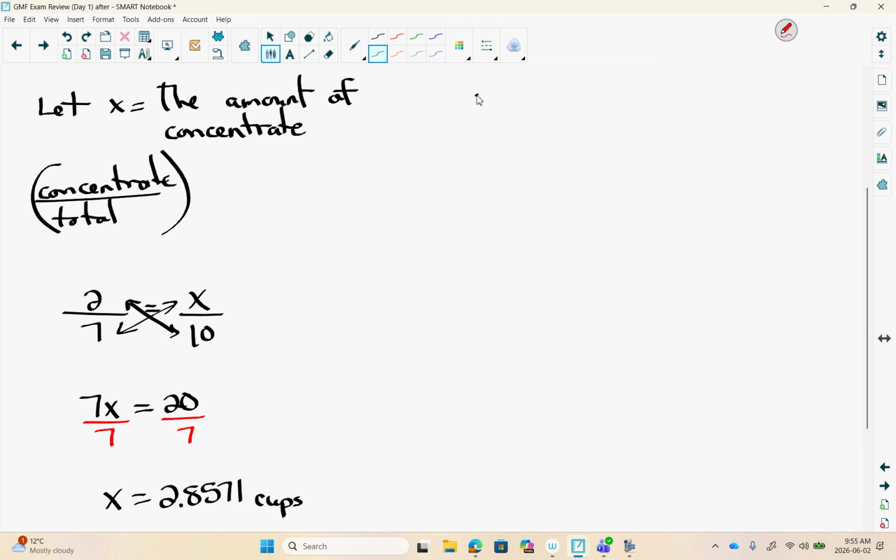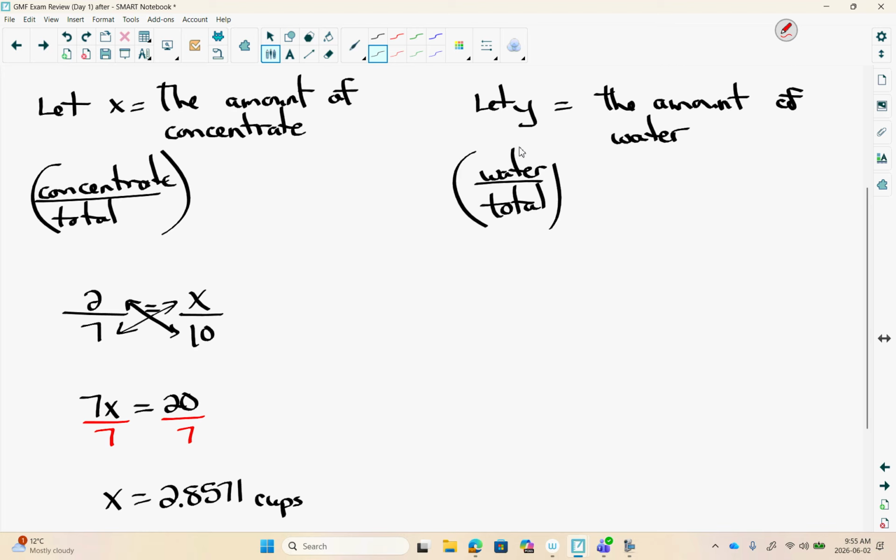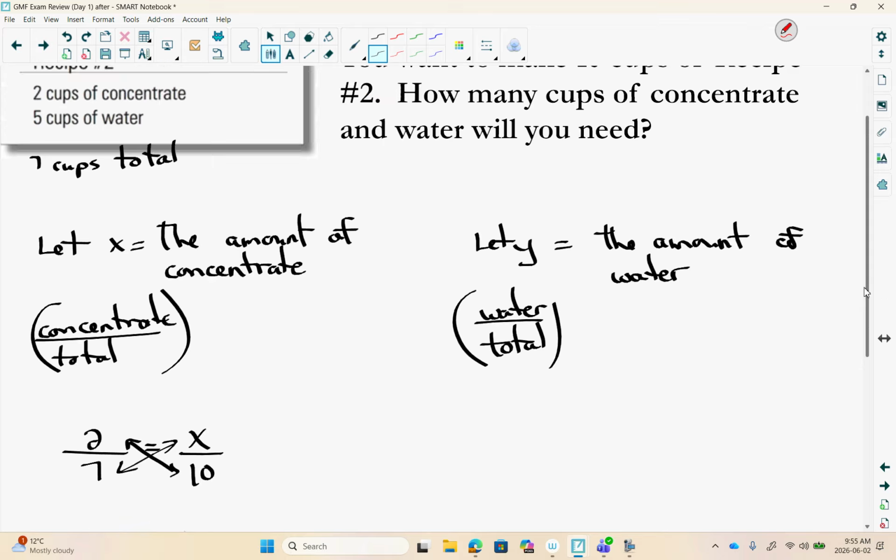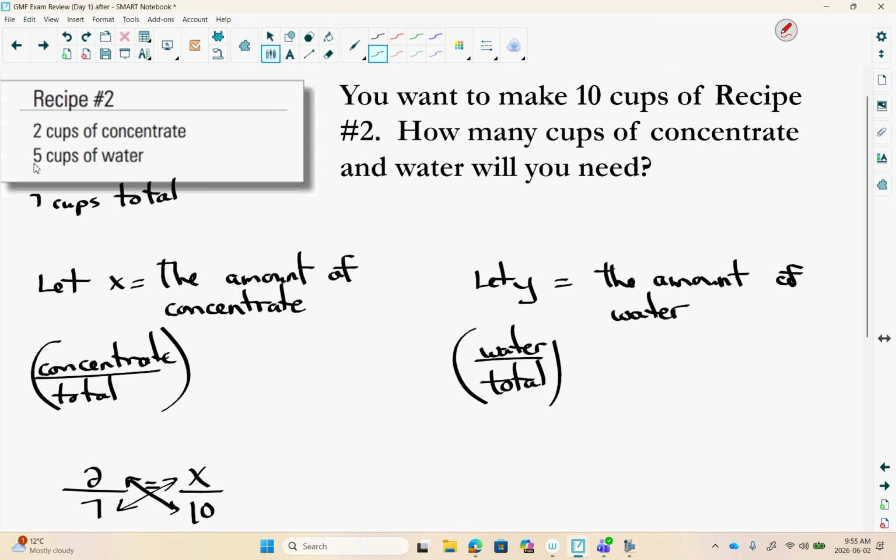Now, I could do the same thing. I could say let y equal the amount of, what was the other ingredient? Water. When I set up this ratio, and it's a ratio because I'm comparing cups of water to cups total, I put water on top of the total. Could I flip it around and do total on top of water? Absolutely. It would just flip these numbers. Okay? Look at the original, the given information. How many cups of water?